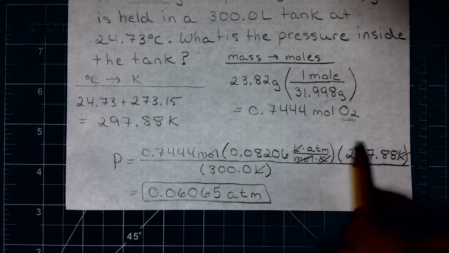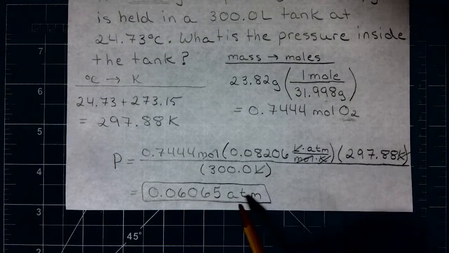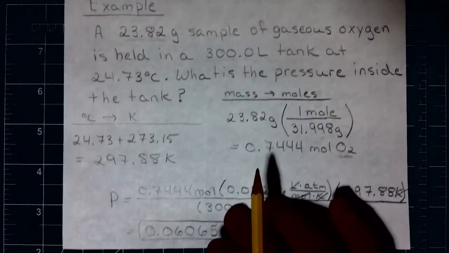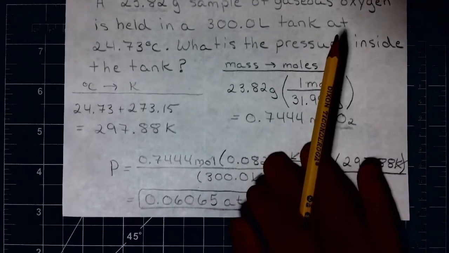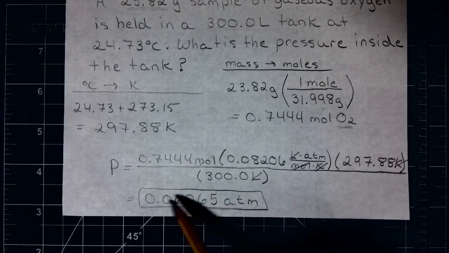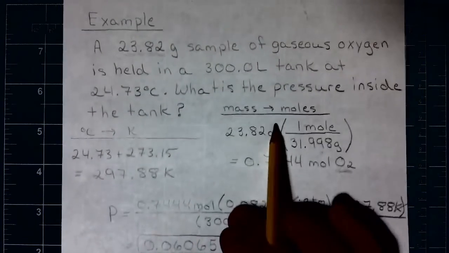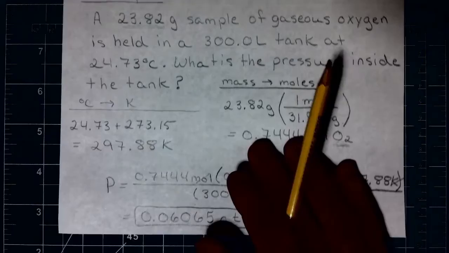So when I multiply these together and divide by 300, I get 0.06065 atmospheres inside of the container, which is like a vacuum, right? This is less than 1 atmosphere, so they would be like emptying this tank, sucking the oxygen out of it, and creating a vacuum in this case.